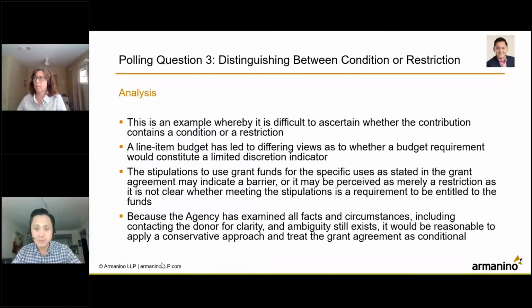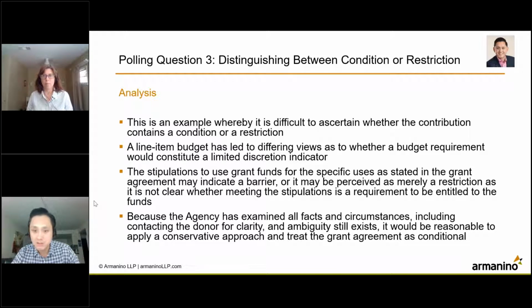So this is an example, as I mentioned, where it's really hard to tell if you have a condition or a restriction. And that's because the line item budget, as Renee mentioned, has led to a lot of different views as to whether a budget would constitute a limited discretion indicator. The FASB actually issued some specific guidance on budgets and more or less stated that budgets alone generally would not be a barrier. And that's because budgets are more of a guidepost to help navigate how the funds should be spent, but they're not necessarily a barrier for you to be entitled to the funds. But in certain situations, that budget might be a barrier.